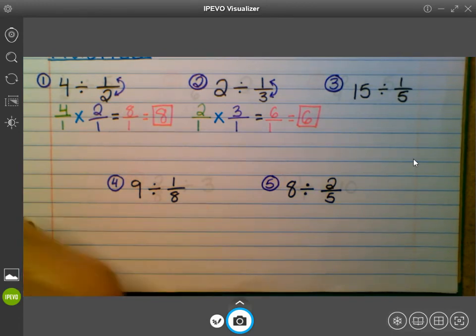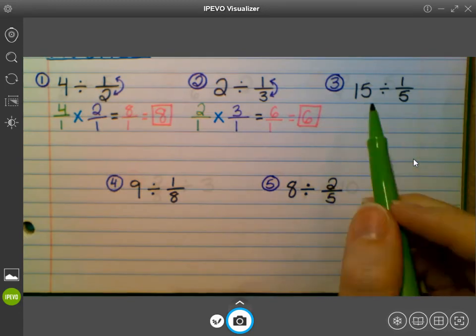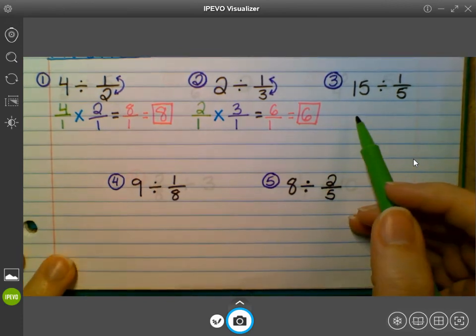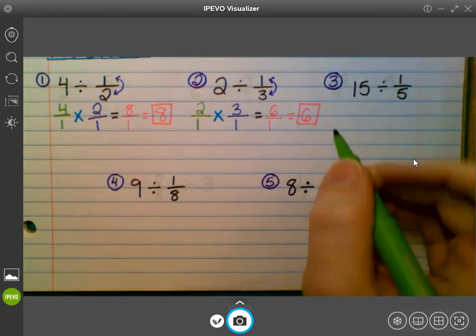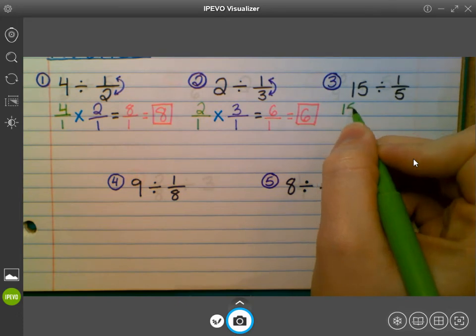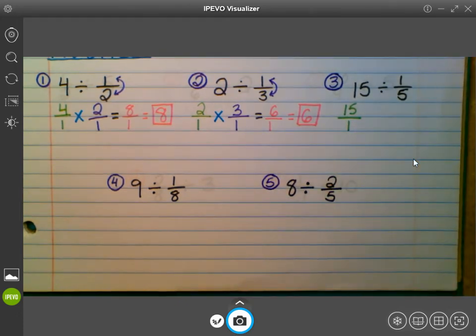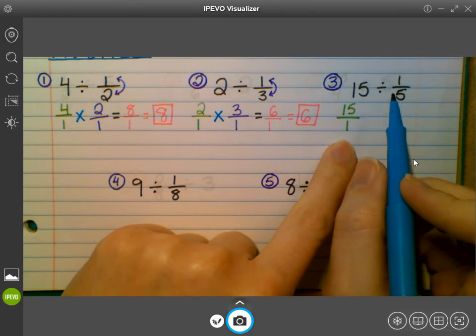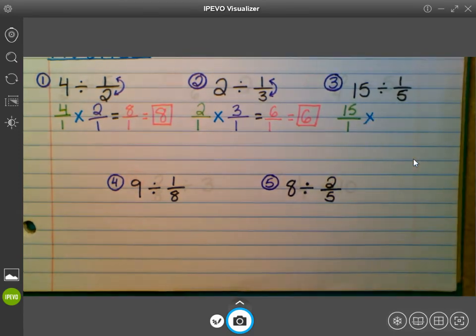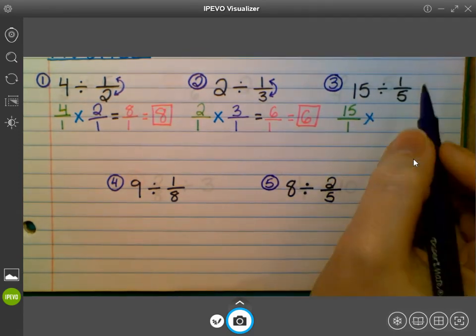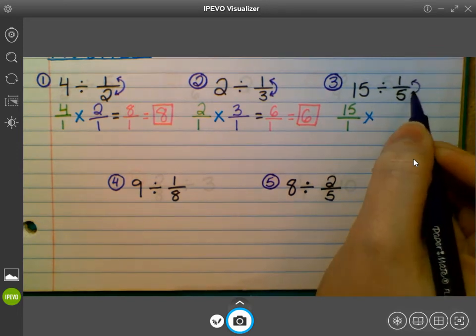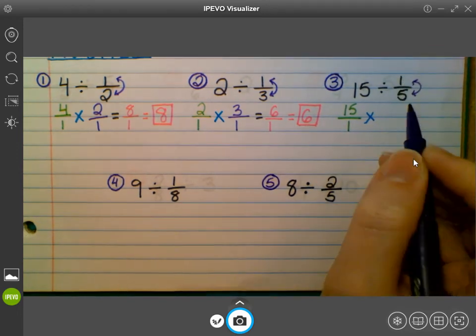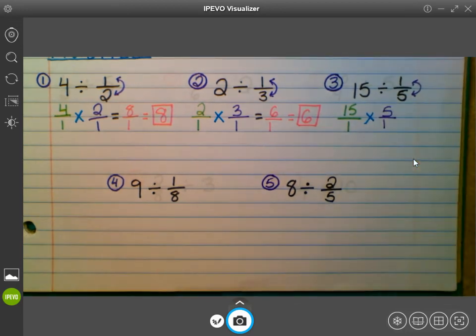Awesome. Okay, then number 3. Again, I have a whole number, so I need to convert it to a fraction. So 15 as a fraction is the same as 15 over 1. Voices should be off right now. I keep the first fraction. I change the division symbol into multiplication. Then I need to flip my second fraction to find its reciprocal. So instead of 1 over 5, I have 5 over 1.